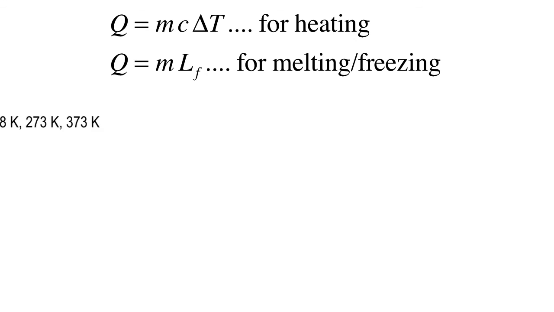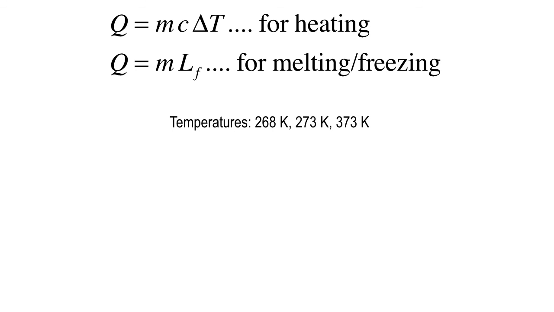Now, here are our temperatures. 268 initial, 373 final, and in between them is the phase transition at 273. We're heating up by 5 Kelvin to 273. And then we have a second stage where we heat up from 273 to 373. And then in between those two, we have the melting stage where we melt all of it.